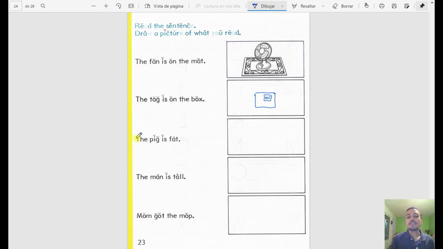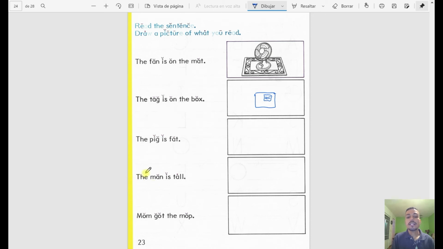The next one is the pig is fat. The pig is fat. Aquí dice el cerdo está gordo. El cerdo está gordo. Pues, ¿qué yo voy a dibujar si está hablando que un cerdo está gordo? Pues voy a dibujar un cerdito gordito, ¿verdad? Yo eso es lo que voy a dibujar. Voy a dibujar un cerdo gordo aquí, ¿ok? Cuando se termine, when you finish to draw it, you keep going to the next one.